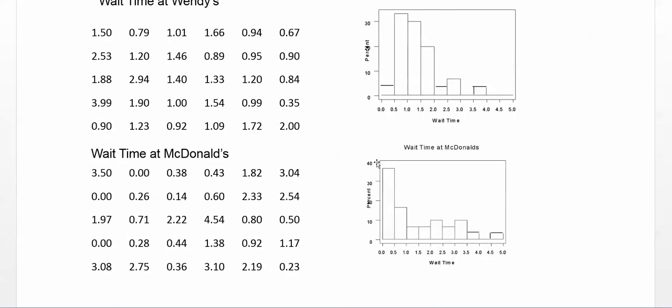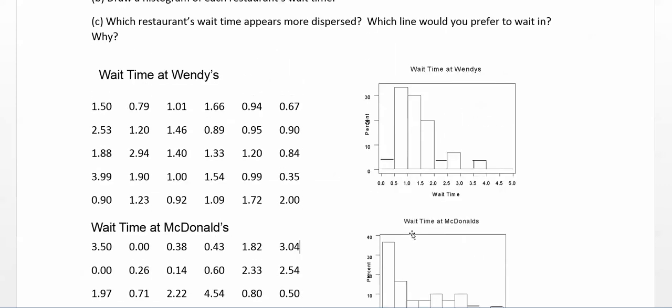Notice that McDonald's is fairly uniform. If they don't get you in the first 30 seconds, there's an equal likelihood that you're going to wait anywhere from a minute to 5 minutes, and they're all pretty consistent at that point. Whereas at Wendy's, they might not get to you for a minute or a minute and a half, but that's pretty much about as much as you're going to wait.